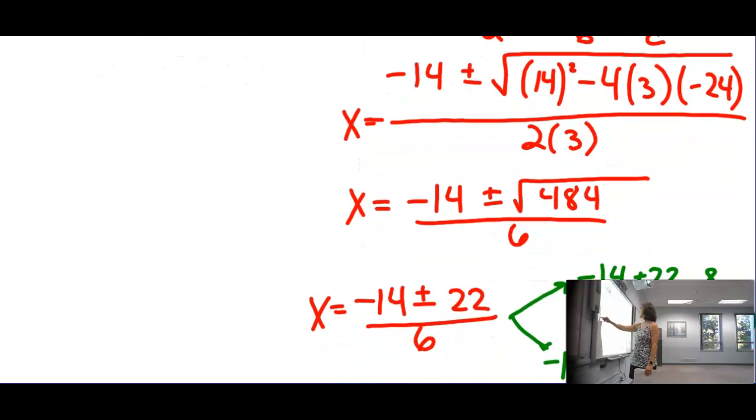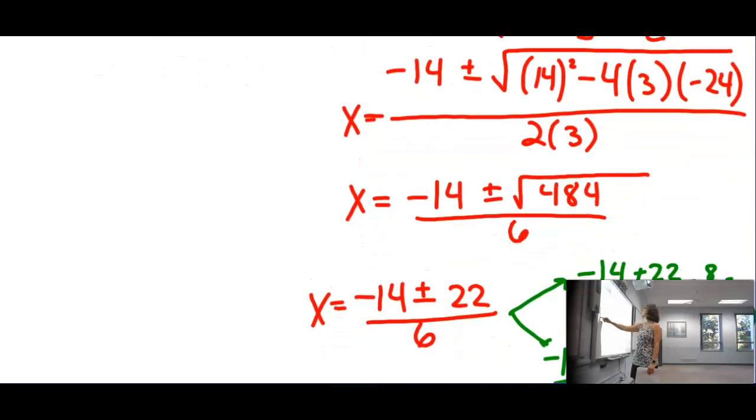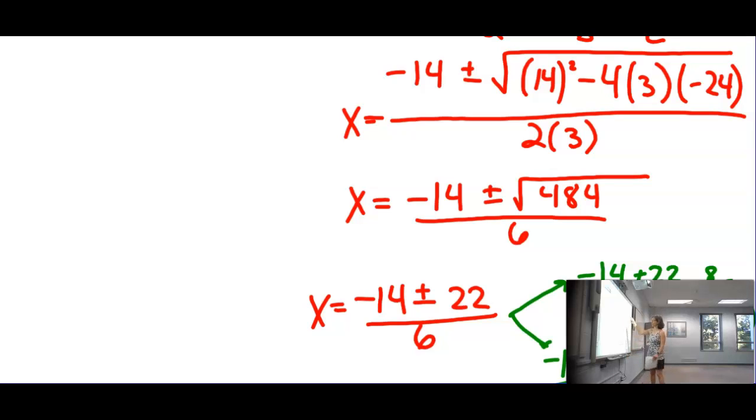Now, if you did the math, which I'm hoping you did, you should have got 484 here. 14 squared, negative 4 times 3 times negative 24 is going to be a positive number, so you're going to add those together. Add those together, you get 484. Take the square root of that number using your calculator. 484, hit the square root button, hit the equal sign. You should have got 22, and then you're going to separate that out.